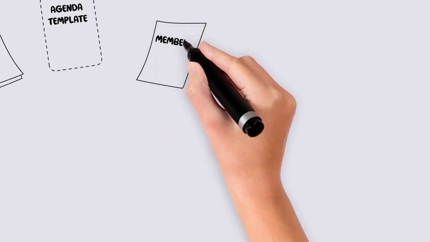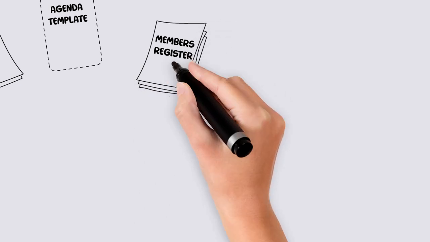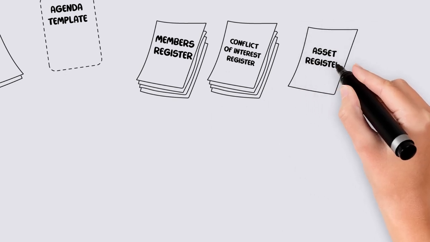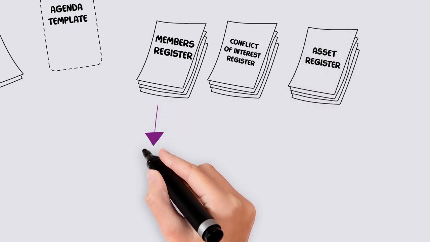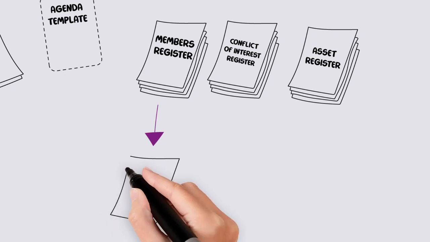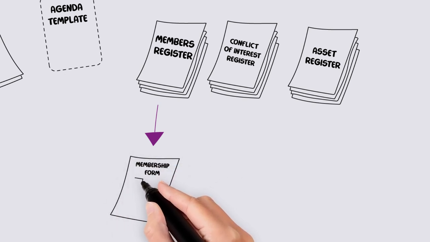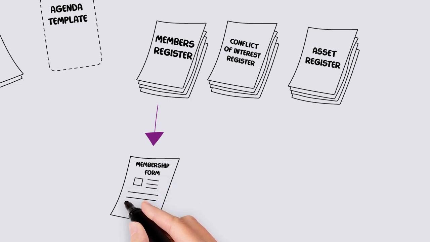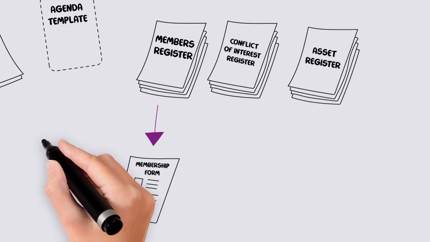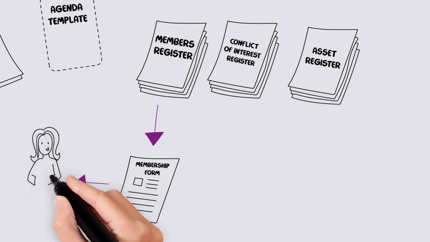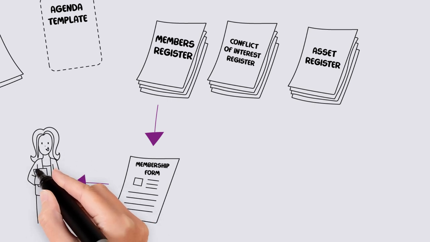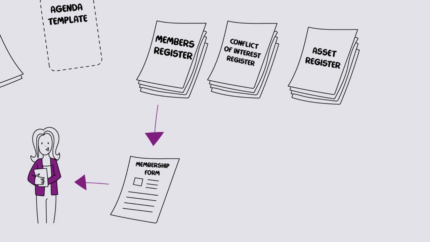The committee is then responsible for creating and updating a members register, conflict of interest register, and an asset register. The members register must include the name of each of the members, an address in which notices are able to be provided, email or postal, start date, and, if applicable, the cease date of their membership. An incorporated association must make the register of members available for inspection by members at reasonable times, or at the time specified in the constitution of the association.